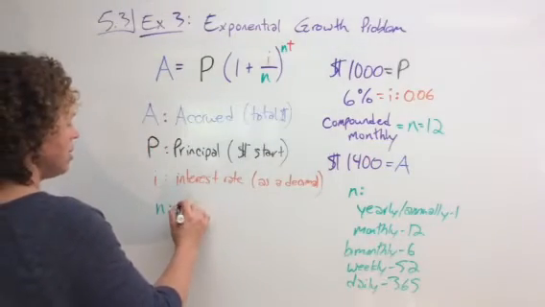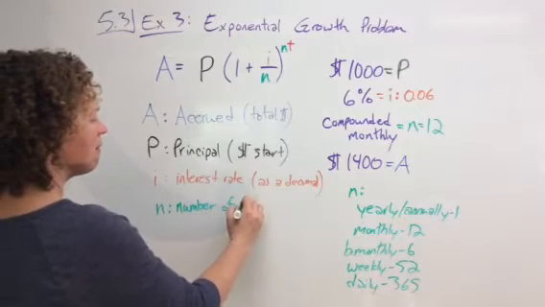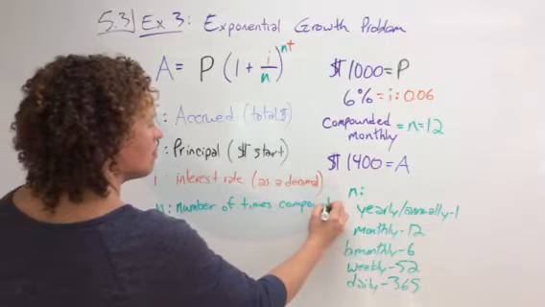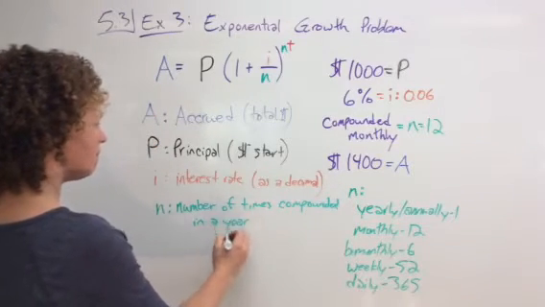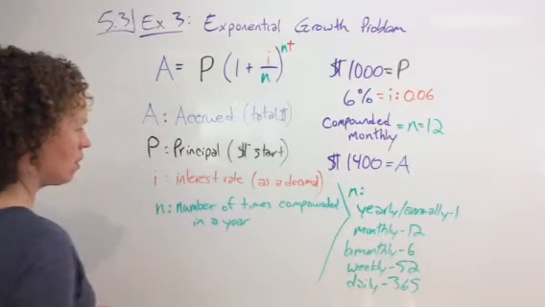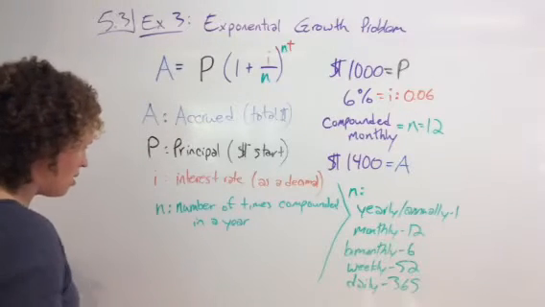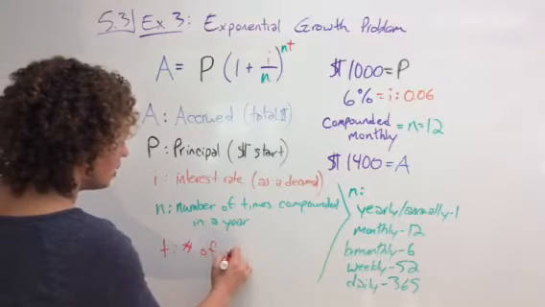So N is the number of times you're compounding in a year. Right. Now, the last thing is T, and that's just the number of years. That's a pretty straight read.